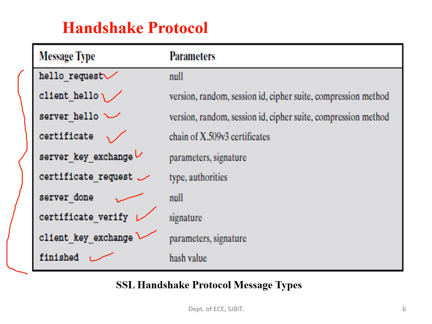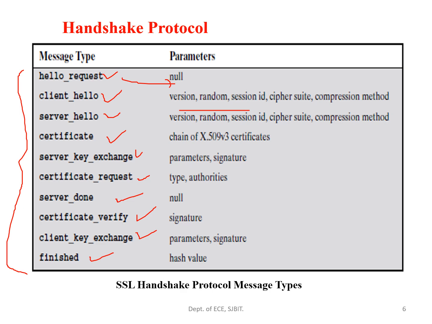The parameter we are going to consider is the hello request is null. Client hello carries the version, random, the session ID, cipher suite, and the compression method. Consider server hello. For that also we are going to consider the same parameters. Consider certificate, a chain of X509V3 certificates.